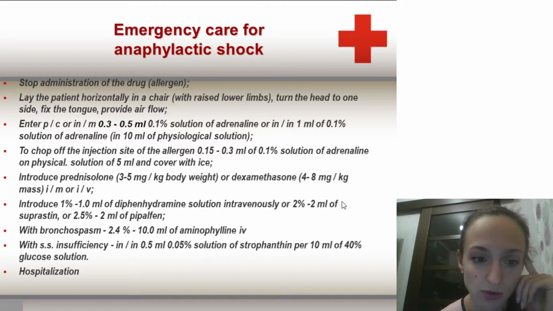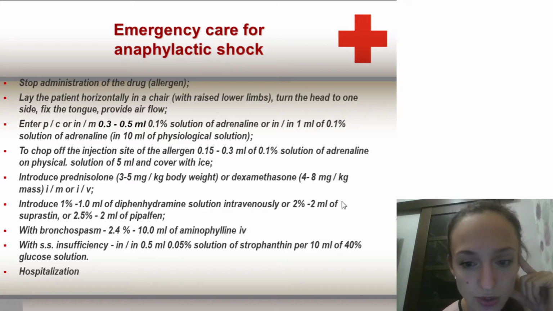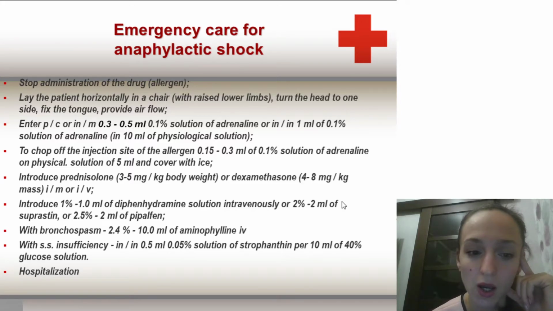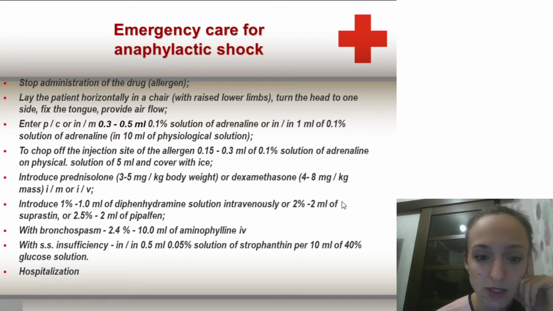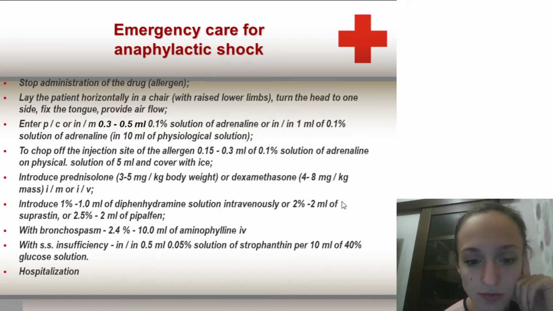Or dexamethasone. Introduce 1% diphenhydramine solution intravenously, or 2% 2 milliliters of suprastin or pipolfen. With bronchospasm, 2.4% 10 milliliters of aminophylline.